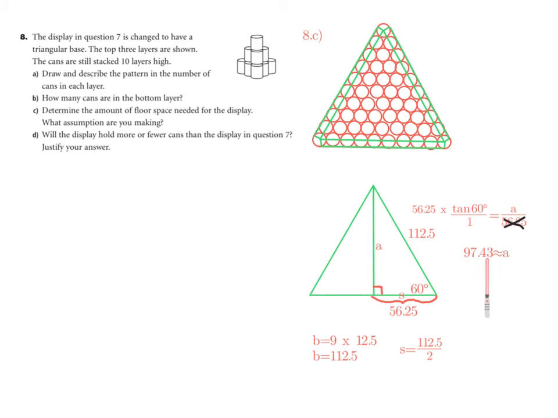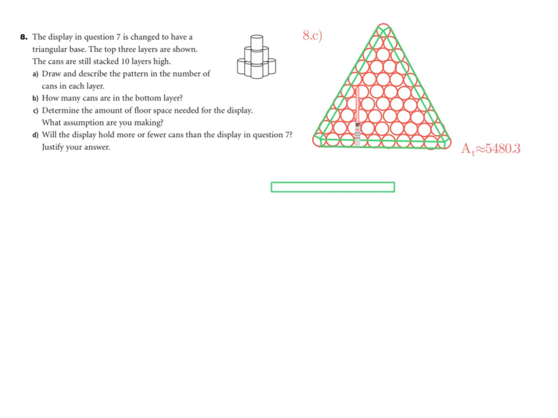That's approximately 97.4. And we're just going to use that number. I'm not going to erase it from my calculator and multiply because that's the height. We're going to multiply by the base and divide by 2. And I get an area of 5,480.3 approximately.